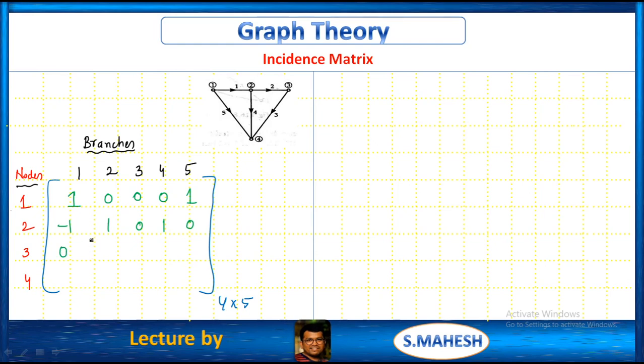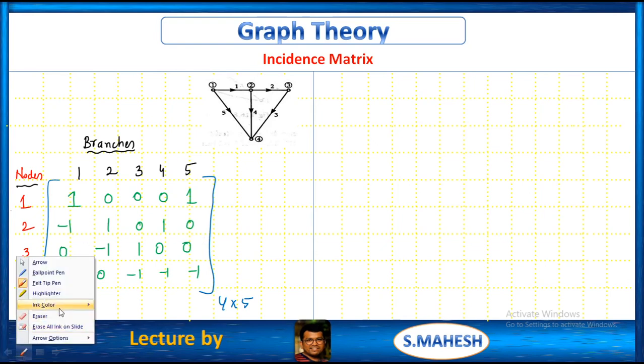yeah, 3 2, branch 2 to node 3, it is oriented towards node 3, so minus 1. Like that, 3 3, away, plus 1. Like that, branch 4 node 3, there is no connection, it is 0. Next, similarly you can take branch 1 with respect to node 4, minus 1, minus 1, minus 1. This is the incidence matrix. Like that, we have to get the incidence matrix.